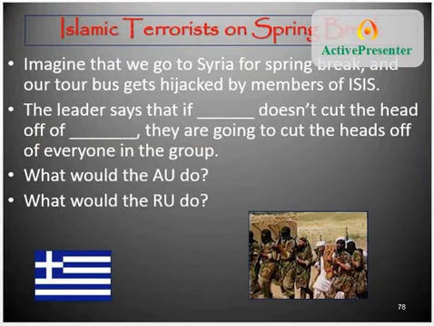Islamic terrorists on spring break. Let's say all of us go to Syria for spring break this year, and then our tour bus gets hijacked by members of ISIS. The leader says that if Larry here doesn't cut off my head, they're going to cut the heads off of everyone in the group. The act utilitarian would cut off my head instantly.